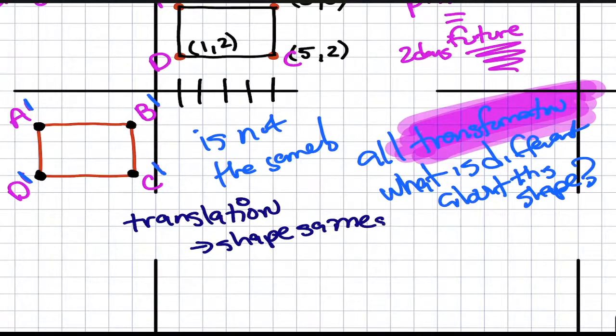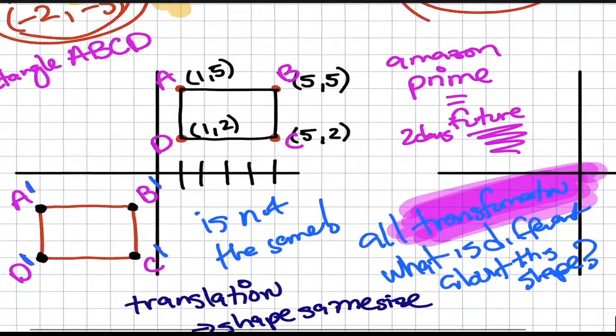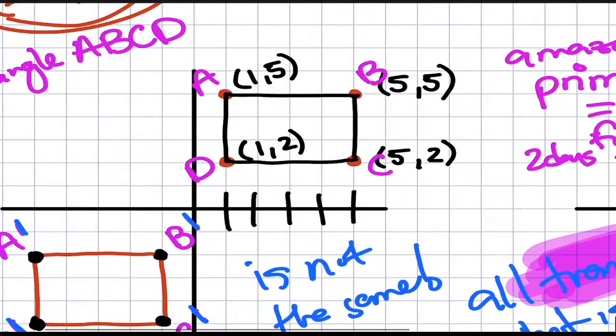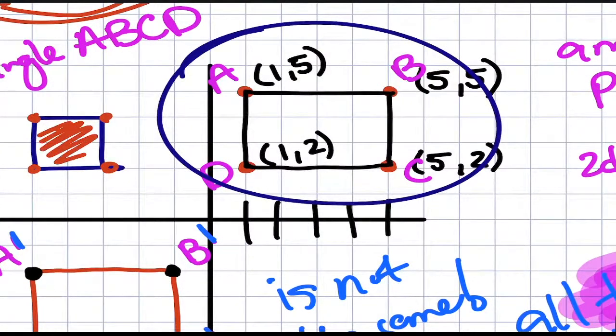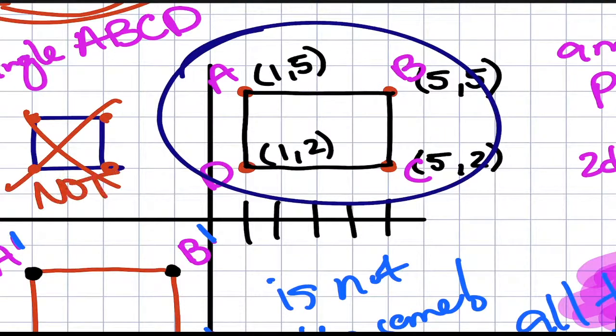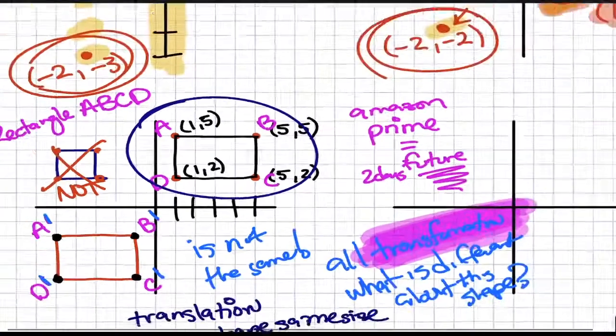size. Okay? We cannot have this shape right here turn into this and call it a translation. This would not be a translation, okay? Why? It is not the same size, okay? This is made of 4 squares and this is made of 12, okay? This would not be translation, all right? So it's got to be the same size.